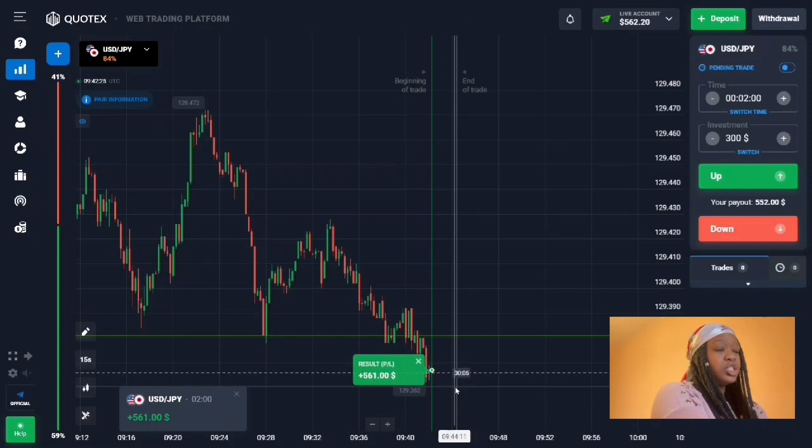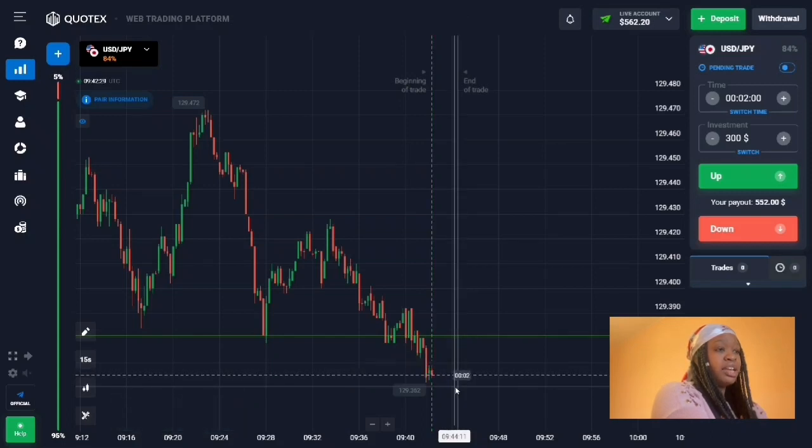Analyzing this situation, the price trended down and then broke through this level, and it has brought me very good profit. So let me go on.